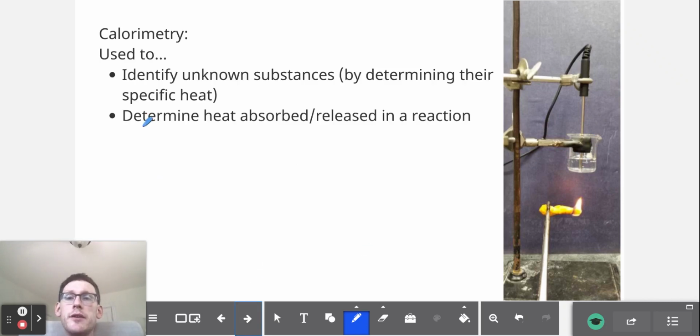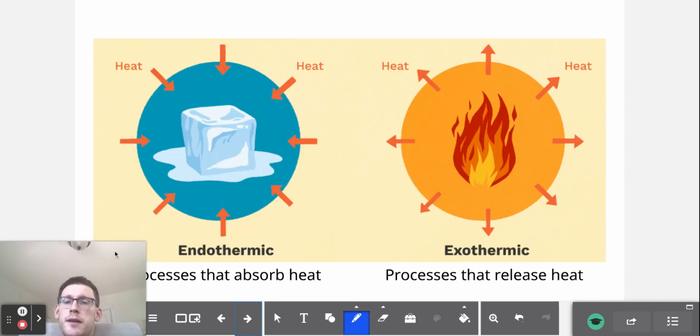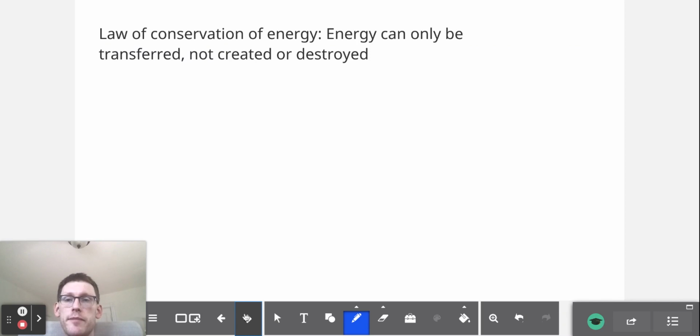Calorimetry is commonly used to determine heat absorbed or released in a reaction, as we see here. It's also used to identify unknown substances by determining their specific heat. Next, we have endothermic and exothermic processes. Endothermic processes absorb heat. Exothermic processes release heat. In the previous example, the burning food was an exothermic process. The water absorbing energy from it was an endothermic process.